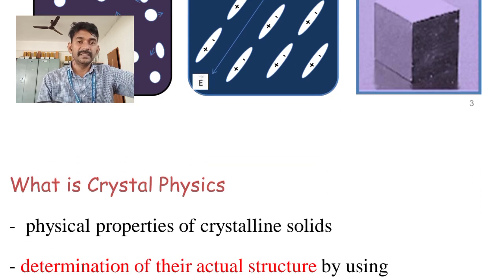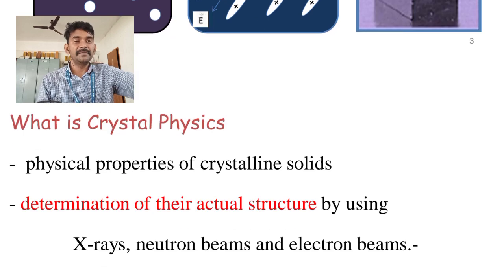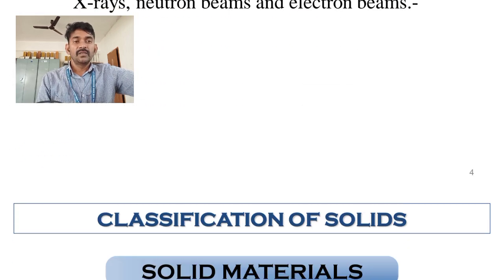So what is crystal physics? It is the study of the physical properties of crystalline solids, and the determination of their actual structure by using X-rays, neutron beams and electron beams. Then, the classification of solids. So what are solids?